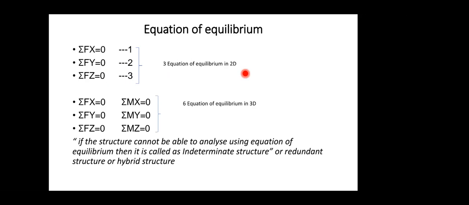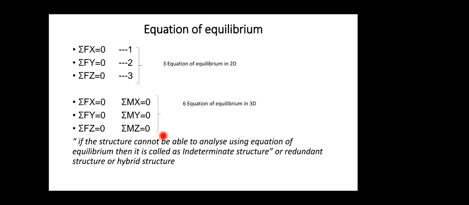These are the three equilibrium conditions when we consider an element or a structure which is two-dimensional. Now, when you talk about three-dimensional structures, we have six equilibrium equations, which are: sum of forces acting along x is equal to 0, sum of forces along y is equal to 0, sum of forces along z is equal to 0, and sum of moments about the x-axis is 0, sum of moments about the y-axis is 0, and sum of moments about the z-axis is 0. So in a three-dimensional structure, we have a total of six equations of equilibrium.